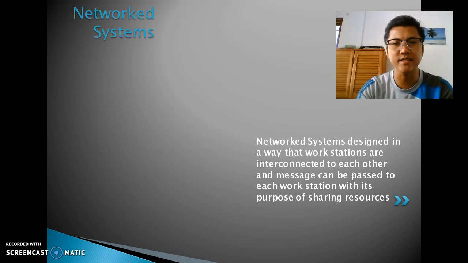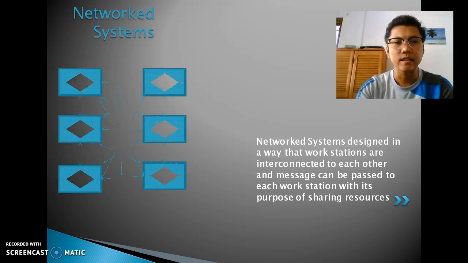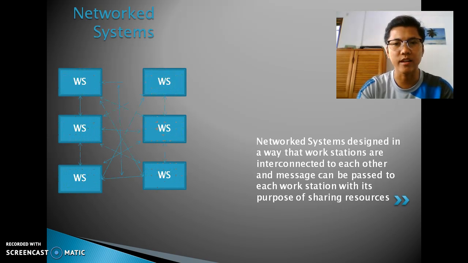Network systems are designed in a way that the workstations are interconnected to each other, and messages can be passed to each workstation for the purpose of sharing resources. This is a typical diagram of workstations that are interconnected with the network system. Normally, workstations are also like a local area connection, which is something like a distributed system. However, in this one, workstations are all interconnected to each other, not like the distributed systems. They have the tendency that one pair is passed to another pair, but this one has access to all workstations.